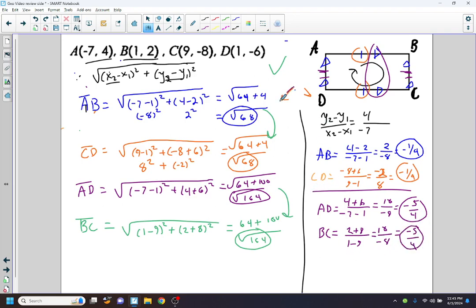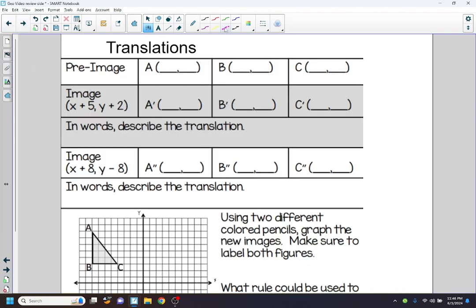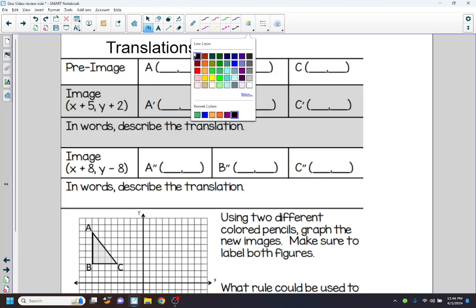So you have a choice again on your test to choose either by distance formula or by slope. I imagine most people will pick slope because it just seems a little easier, but it's up to you. All right, transformations like translations.